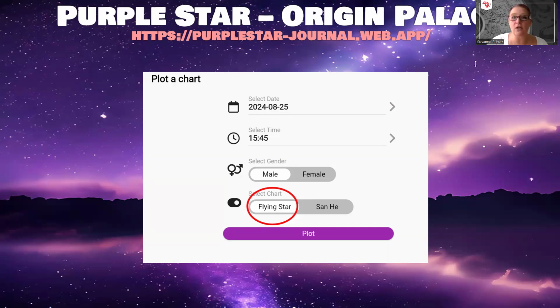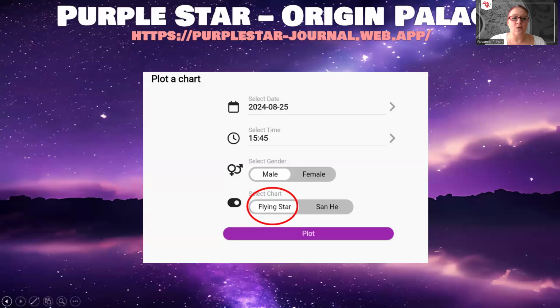So enter your regular date and time of birth. And then you want to choose the flying star method, not the Sanhe method. Choose the flying star method to plot the chart. Also, what's important, you need to know your time of birth. Without the time of birth, you will not get an accurate chart. So please input your time of birth as well.